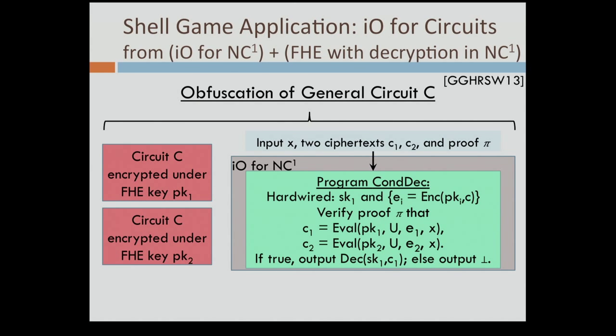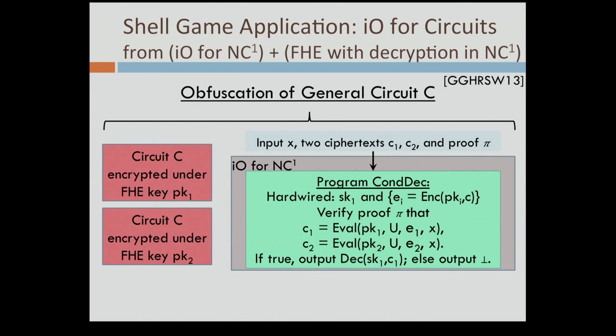What does it do exactly? Well, it takes as input some value x and a couple of ciphertexts and a proof. And it has hardwired the encryptions of these two original circuits. What the proof is supposed to prove is that what I did to get C1 is that I evaluated the first encrypted circuit on the input x, and what I did to get C2 is I evaluated the second encrypted program on x. The proof should prove that. And if that is in fact the case, that I did all the steps correctly to get these ciphertexts, then it'll output the decryption of the first ciphertext under SK1. Otherwise, it outputs a reject symbol because it's unhappy.